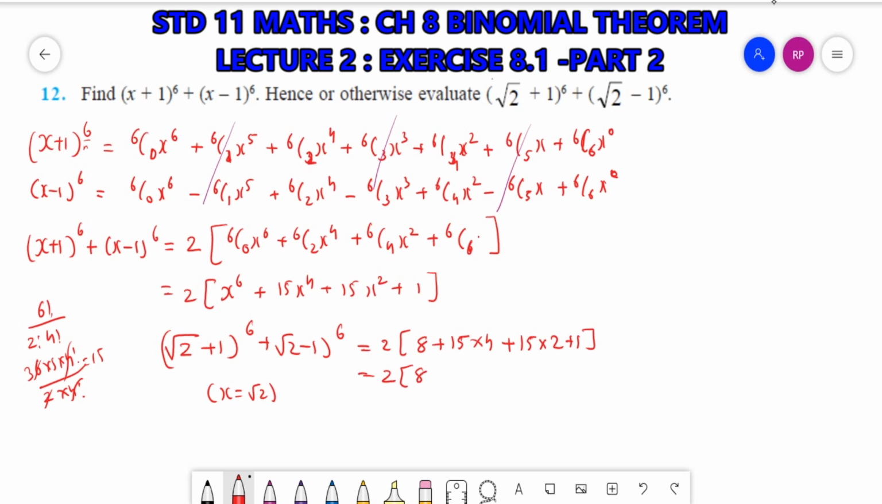So 8 plus 15 fours are 60, plus 15 twos are 30, plus 1. So 8 plus 60 is 68, 68 plus 30 is 98, plus 1 is 99. So this will be equal to 198. Here, so that was about question number 12. So just note it down.